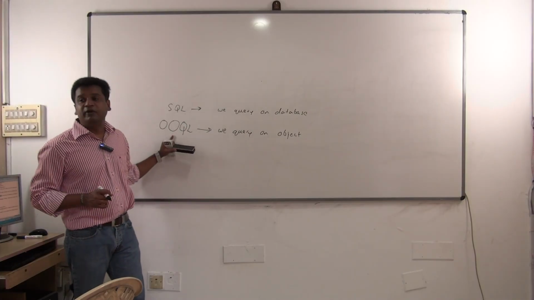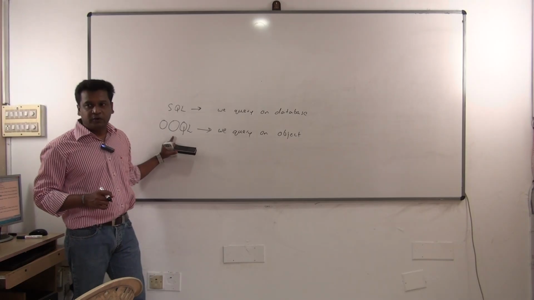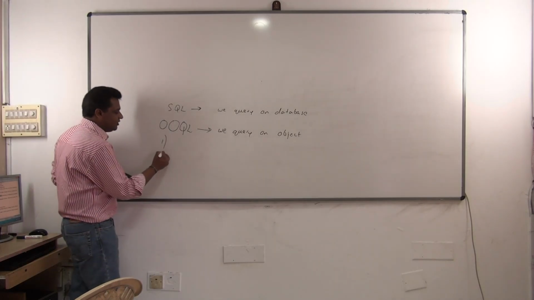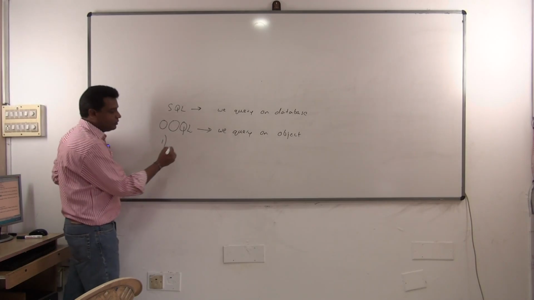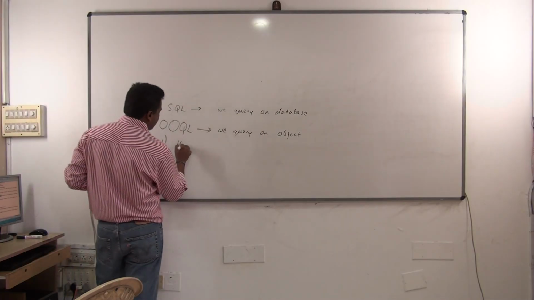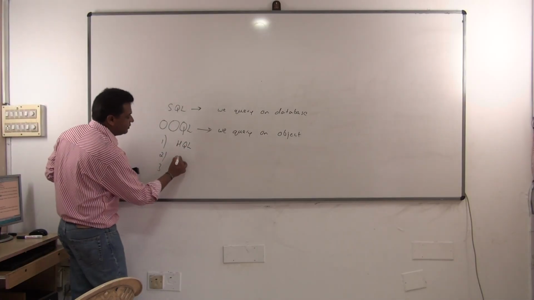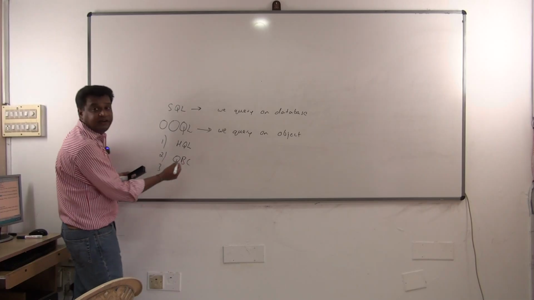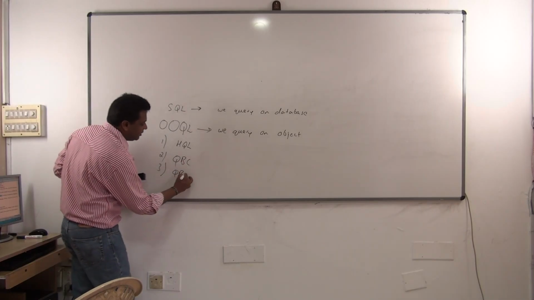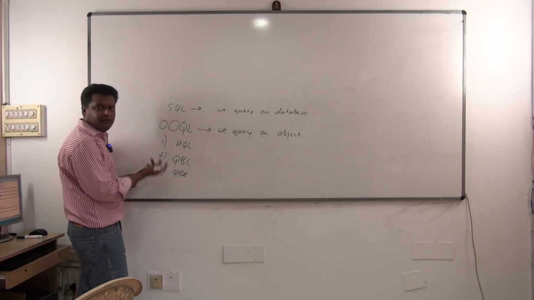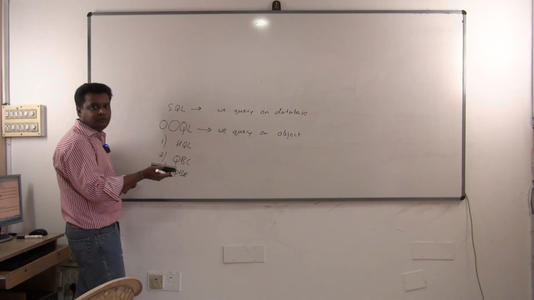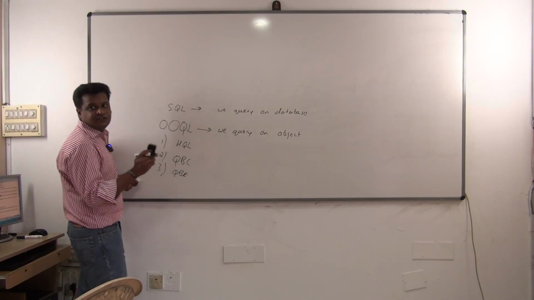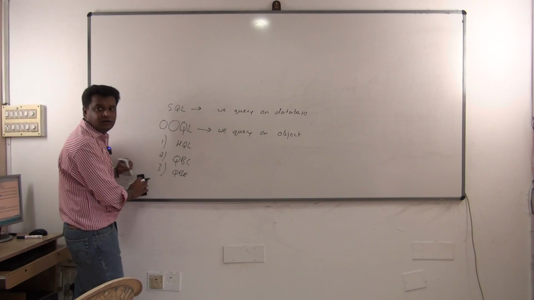And Hibernate is giving you very good support for what? OOQL. In Hibernate there are 3 OOQL. What are they? HQL, Hibernate query language, QBC, query by criteria, and one more is QBE, query by example. We'll be seeing examples for all. You don't have to worry. We are just discussing the features of Hibernate. All these features we have to learn one by one now.